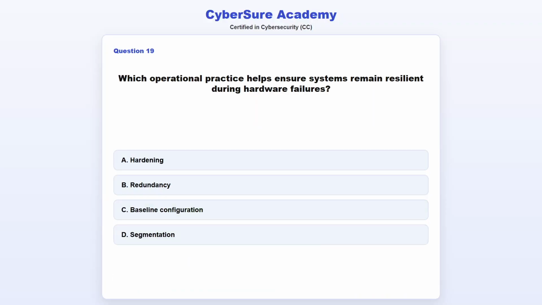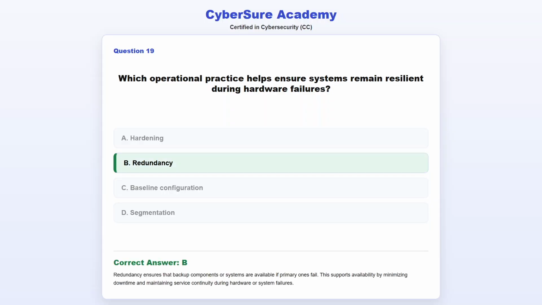Question 19. Which operational practice helps ensure systems remain resilient during hardware failures? A. Hardening. B. Redundancy. C. Baseline configuration. D. Segmentation. The correct answer to question 19 is redundancy. Redundancy ensures that backup components or systems are available if primary ones fail. This supports availability by minimizing downtime and maintaining service continuity during hardware or system failures.